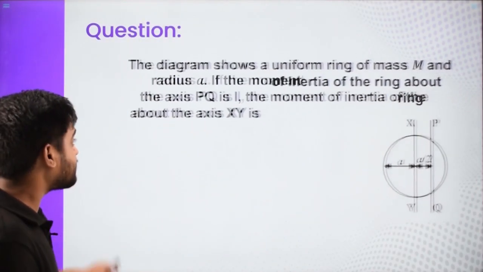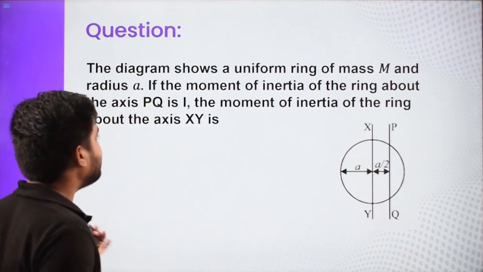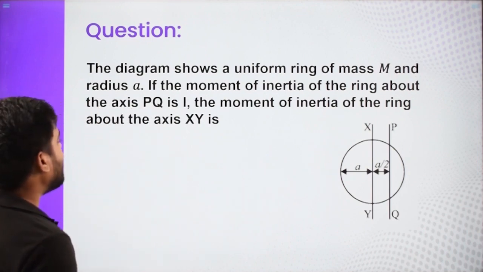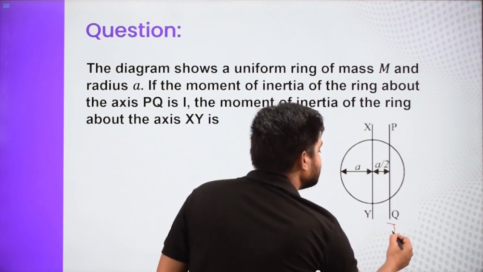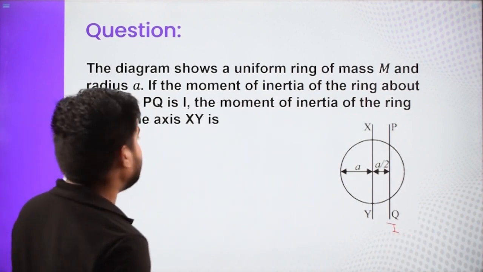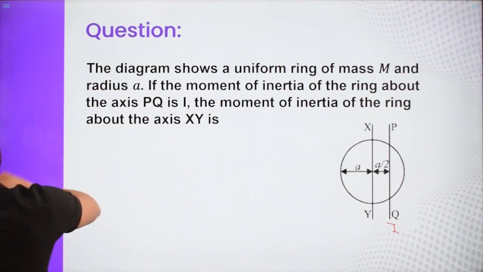Let us discuss this question. The diagram shows a uniform ring of mass m and radius a. If the moment of inertia of the ring about the axis PQ is I, then what is the moment of inertia of the ring about the axis XY?